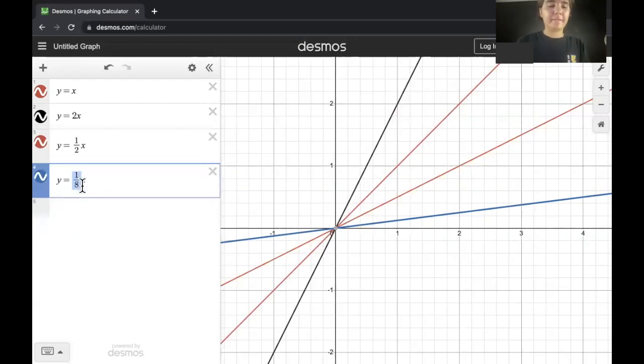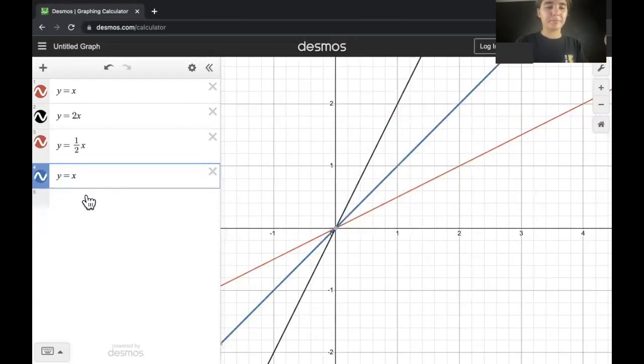But you might be thinking, well, what about negative numbers? What if it was negative 1/8 or something like that? So let's see what happens.